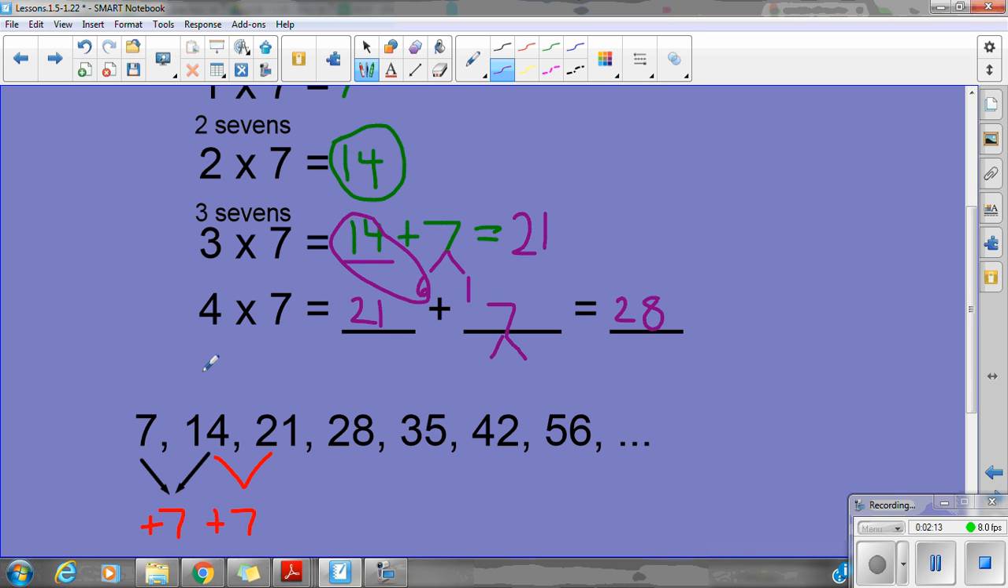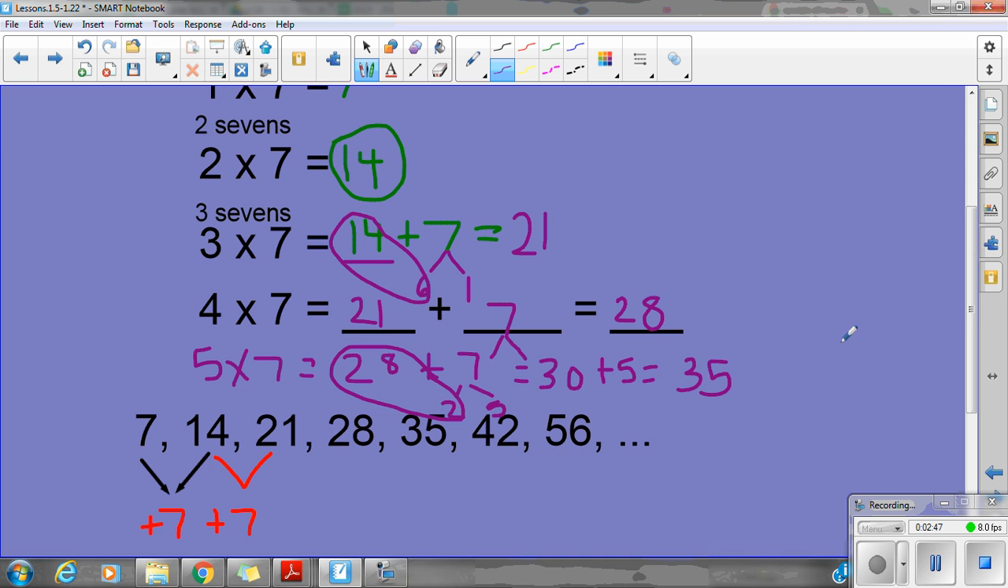But you can keep using that number bond strategy for the next one. I wanted to do 5 times 7. I know that it's going to be 28 plus 7 more. I know I need 2 more to get to the next 10. So I can break 7 down into 2 plus 5 and add 28 plus 2, which gets me to 30. And then I have 5 left over, which leaves me with 35. So that's one strategy you could use.